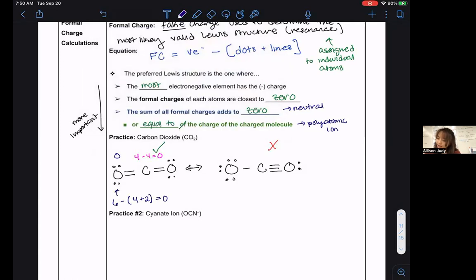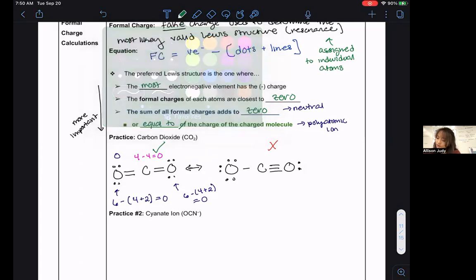Let's look at this other one. Again, we would have 6 minus 4 plus 2, which is equal to 0. That's actually nice. Everything's 0. And if we add up our formal charges, 0 plus 0 plus 0, it does equal the overall charge of the molecule, which is neutral, 0. So now let's look at the other one.